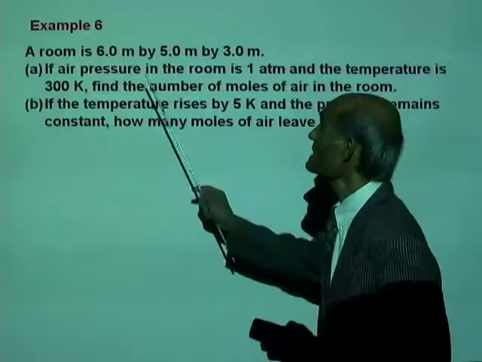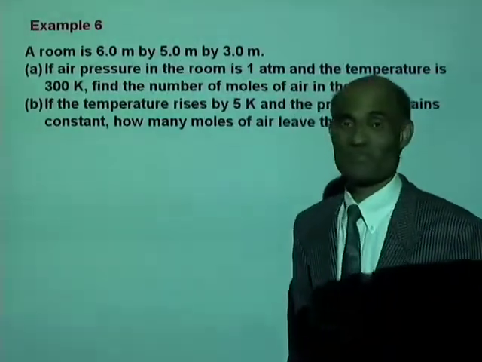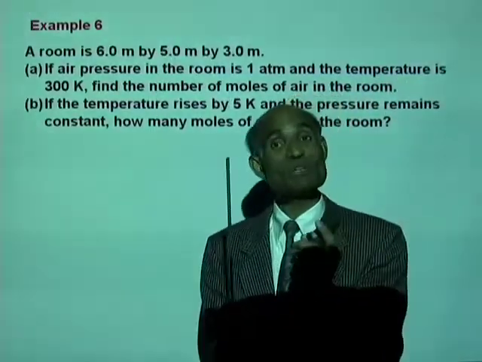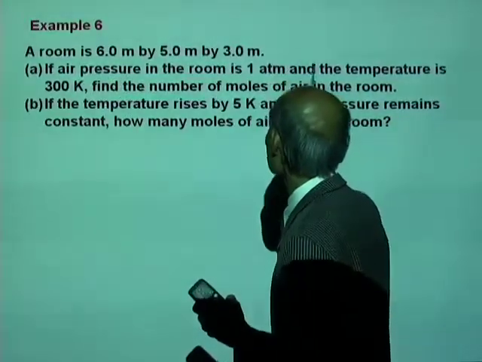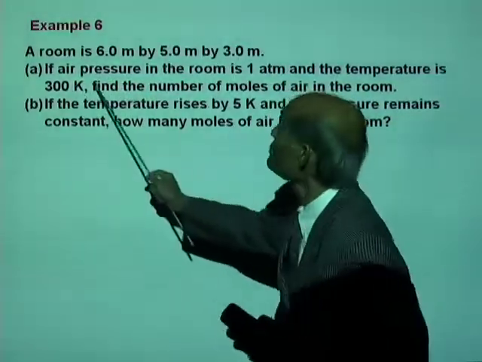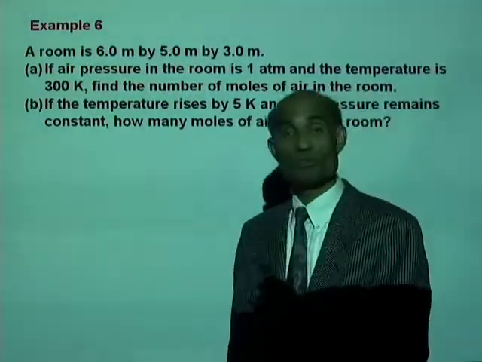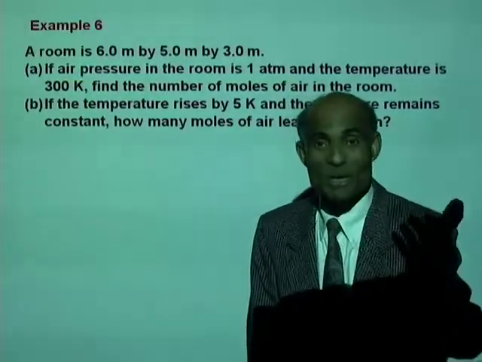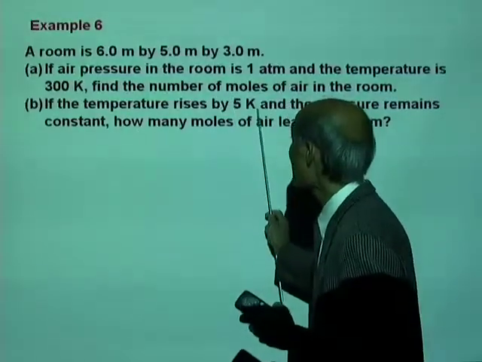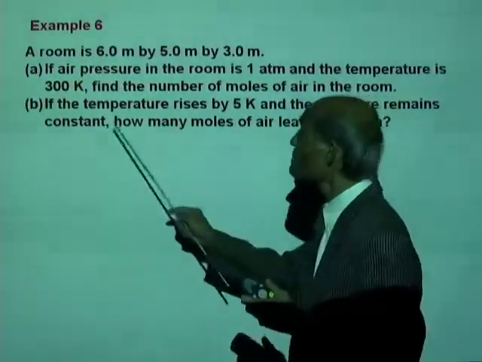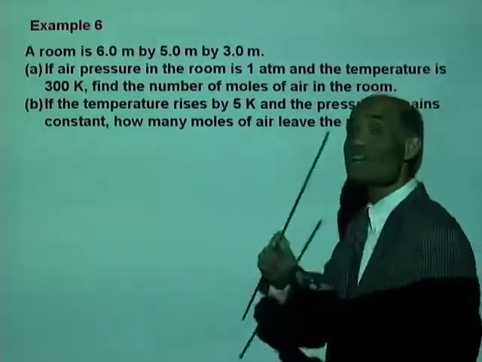A room is 6 meters by 5 meters by 3 meters. That means you can find the volume in meter cubed. If air pressure in the room is 1 atmosphere and the temperature is 300 Kelvin, find the number of moles of air in the room. You can do that the same way we did in the previous case. If the temperature now rises by 5 Kelvin and the pressure remains constant, how many moles of air leave the room?